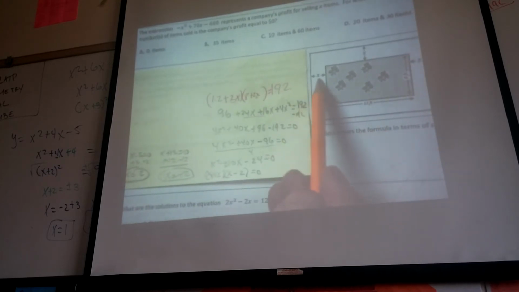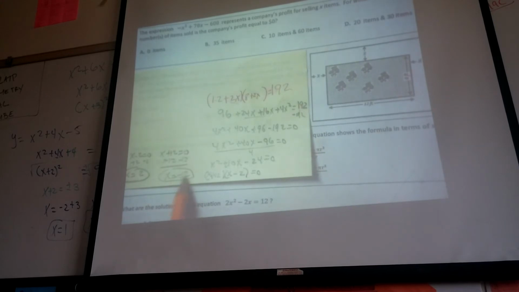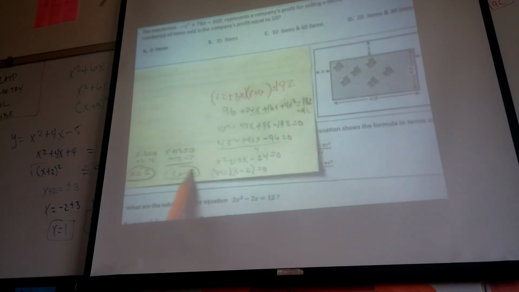Well, x here is a distance of the walkway. It cannot be negative 12. It doesn't make sense. So I will disregard this, saying, thank you, math, but that's not real life. The answer is going to be x equals 2. That's the answer.